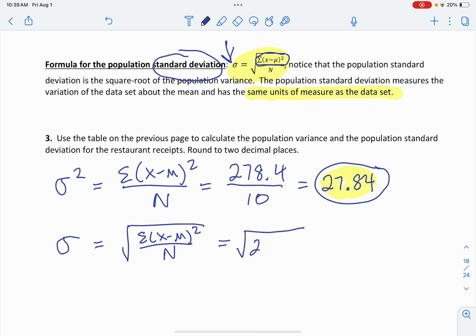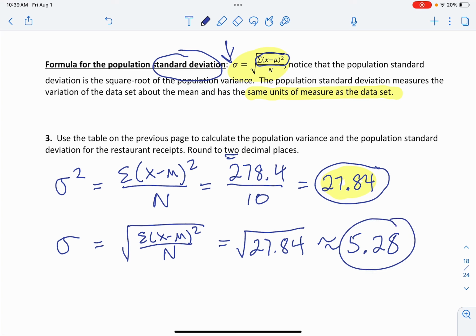And we know all that, it's 27.84. So I just have to find the square root of 27.84 and round to 2 decimal places. That gives 5.28, and that would be in dollars. I could even put a dollar sign if I really wanted to. And that's the standard deviation.